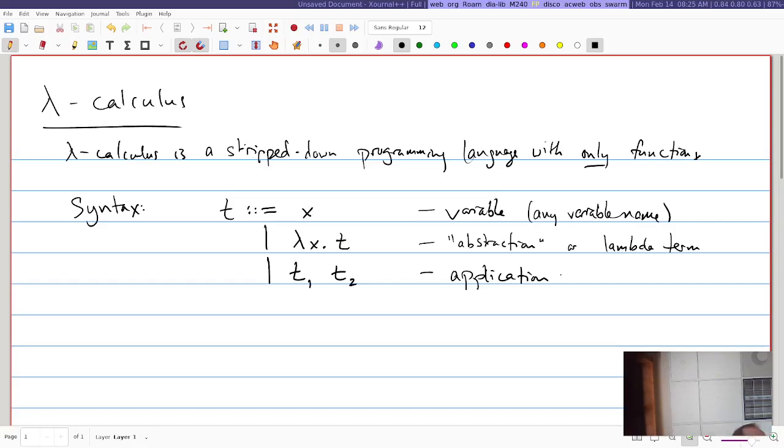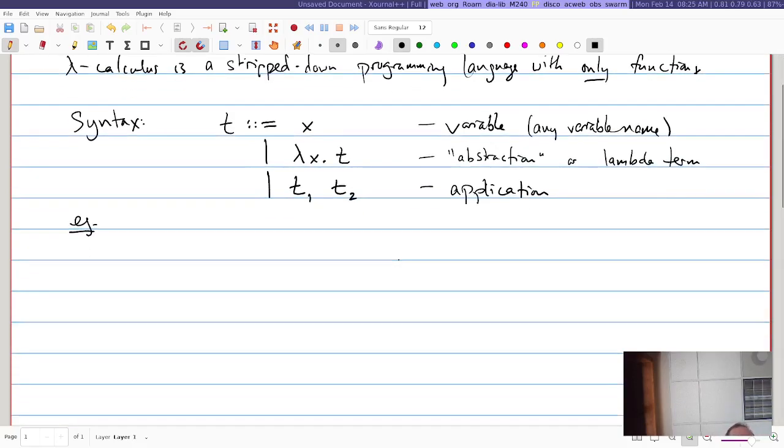So, for some examples, right? X. That's a lambda calculus term, right? Or I could use a different variable like F. That would be a lambda calculus term. I could say lambda X dot Y, right? So I'm saying, okay, lambda X dot something is a lambda calculus term, and then that something I'm choosing to be a variable. So that's a lambda calculus term.